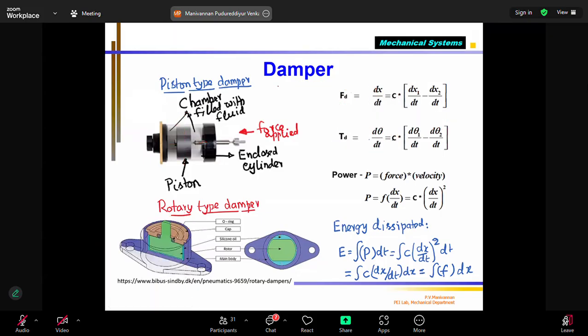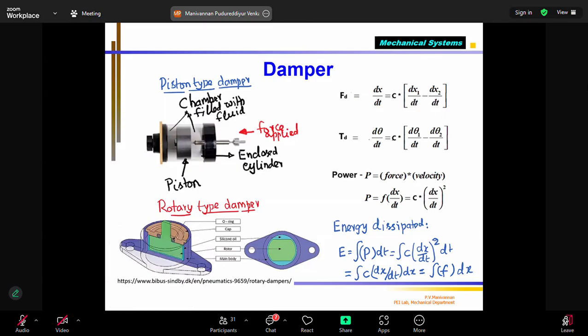Now I told you the damper absorbs energy and dissipates. Correct. The amount of power consumed by the damper is P equal to F into d by dt of x, which can be written as C into (d by dt of x) whole square. This is nothing but C into v square, velocity square, where C is called damping constant. In case of angular, omega square, because C into V whole square is the power dissipated.